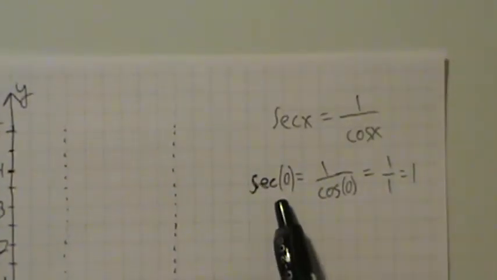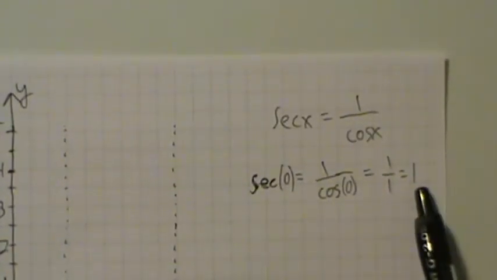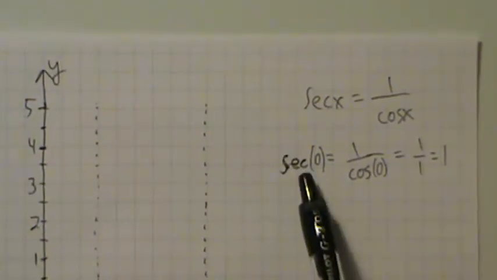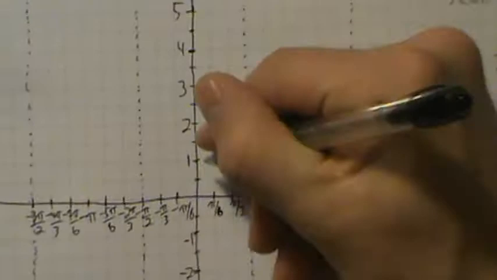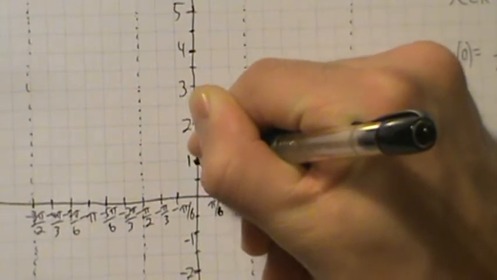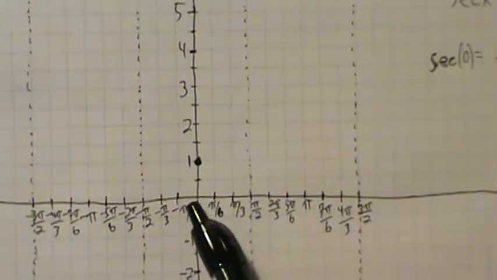So when x is 0, the corresponding y-coordinate on the graph is 1. That's what this tells us. Now we're just plotting points. So when x is 0, y equals 1. So (0, 1) is a point on the graph of the secant function. Now let's look at pi over 6 next.